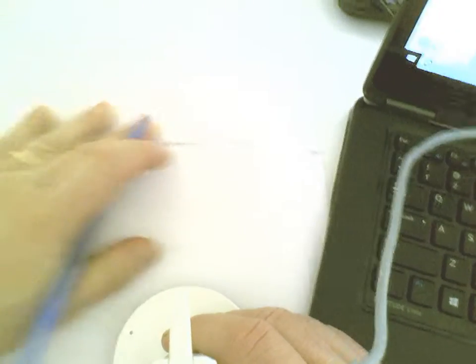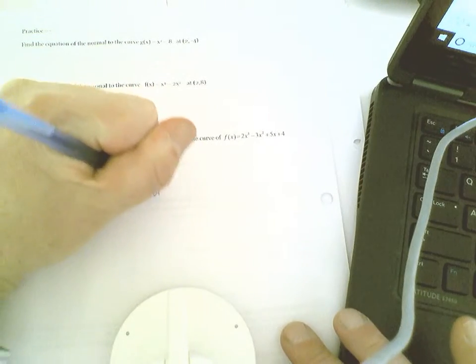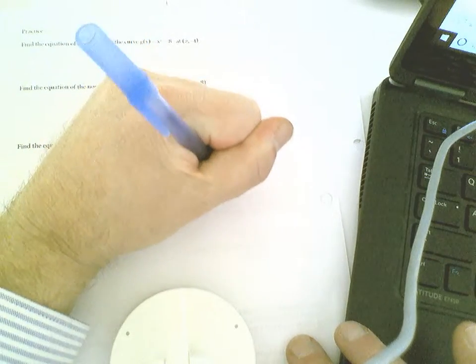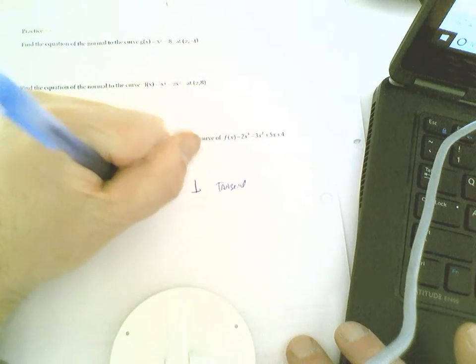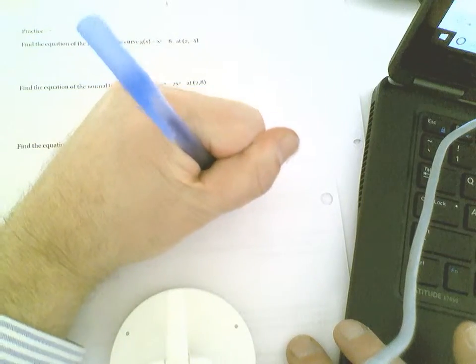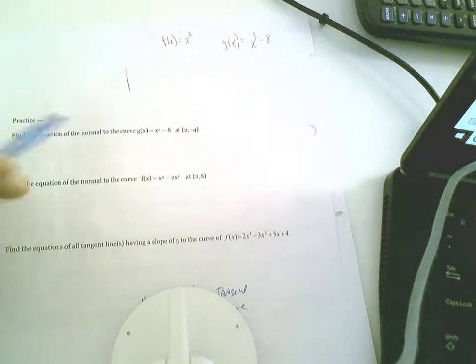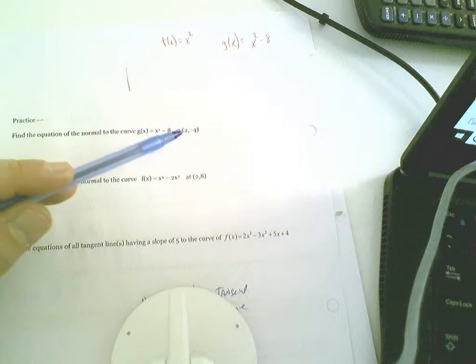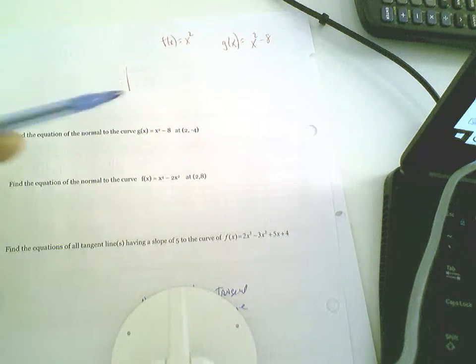Bottom line, write the following. Normal, perpendicular to tangent. Your normal line is perpendicular to your tangent line. So let's work a couple examples that we see here. Find the equation of the normal to the curve g of x equals x squared minus 8 at the point (2, negative 4). So we're kind of using something we did on the first page.